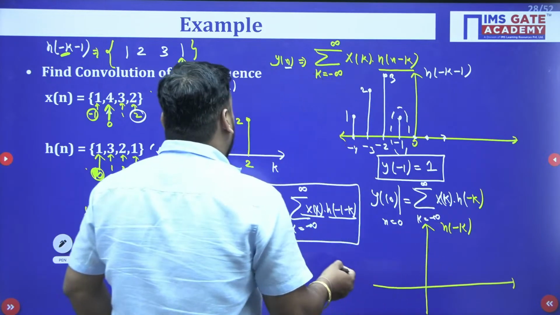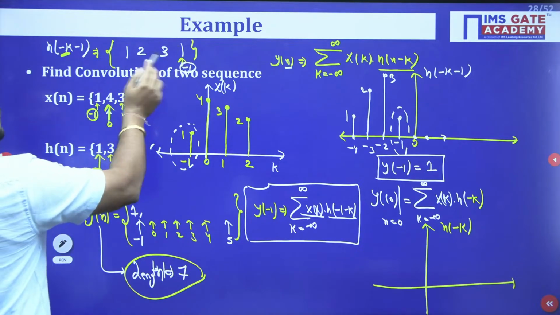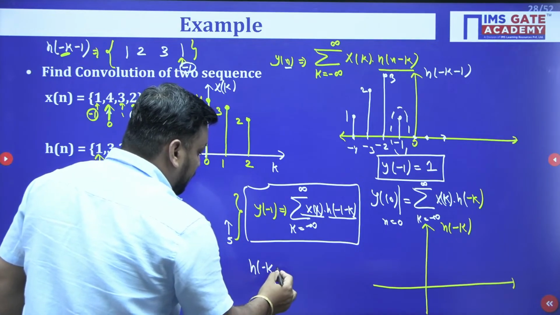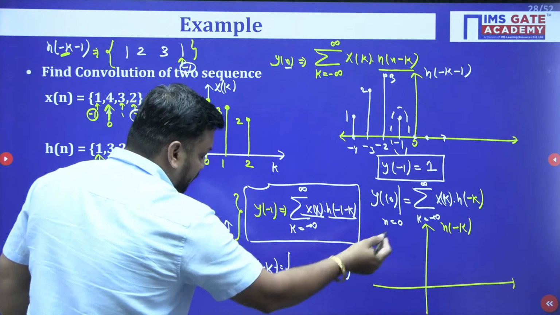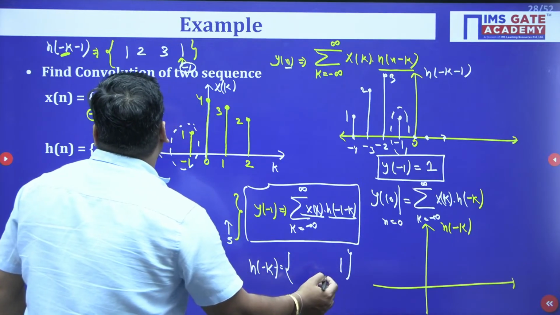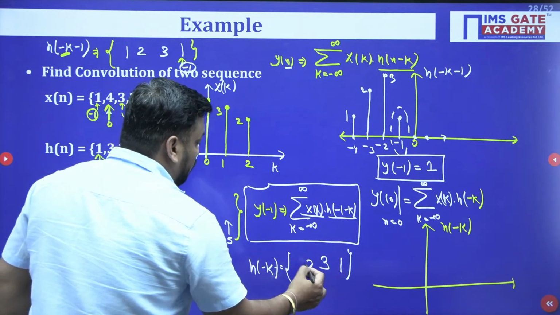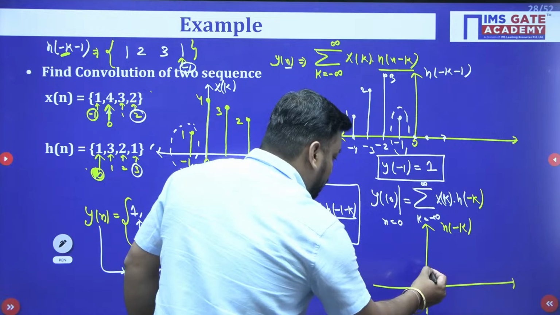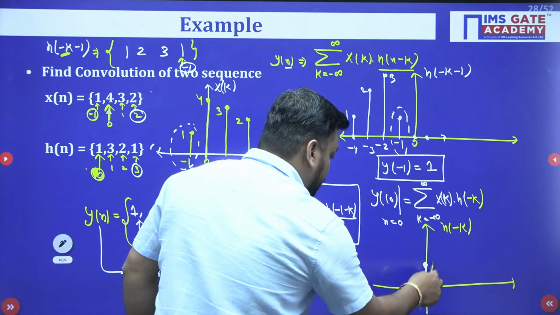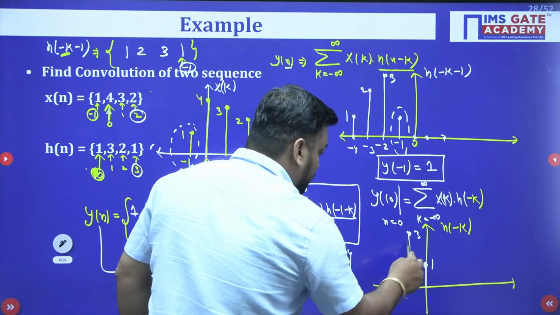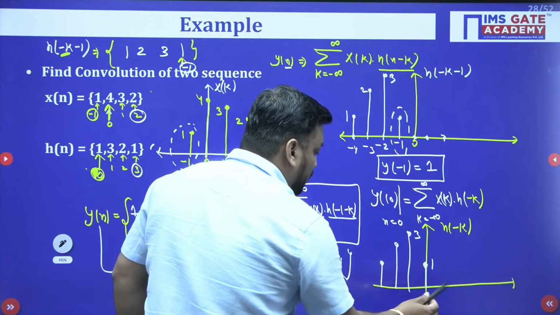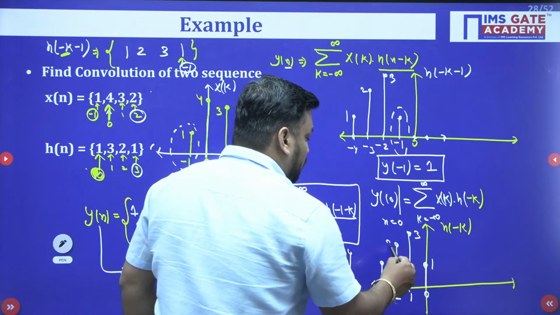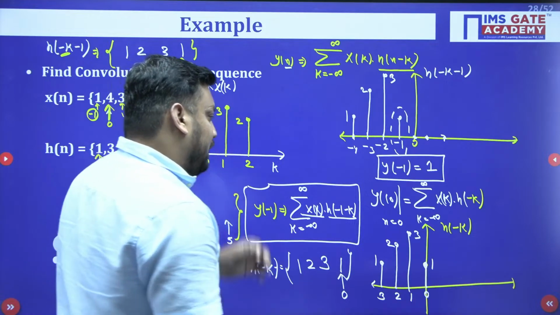You will get h[-k], which means directly 1, 3, 2, 1, and this time starting from 0. So I am writing here h[-k] in sequence only, and after that we will make the graph. So it will be actually 1, 3, 2, 1 with the arrow like this. Because it is 1, 3, 2, 1, we write here 1, 3, 2, 1. It will be 0, 1, 2, 3. So 1, 3, 2, 1, h[-k] with respect to k.